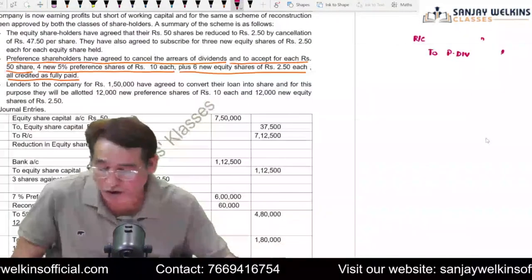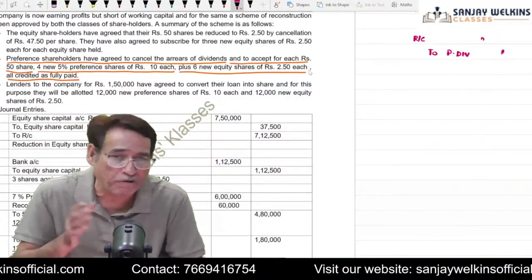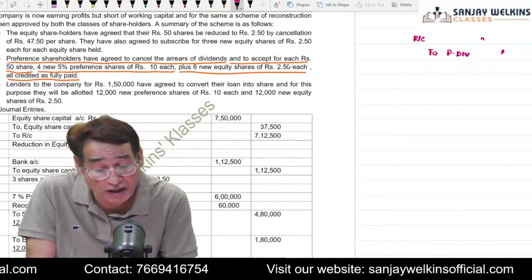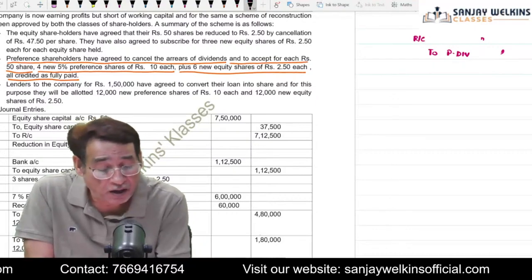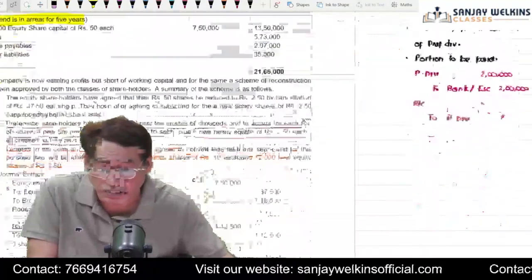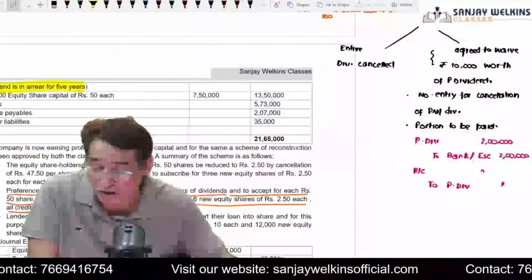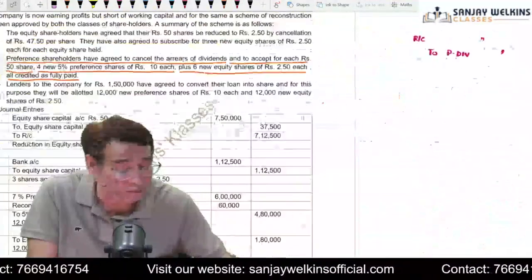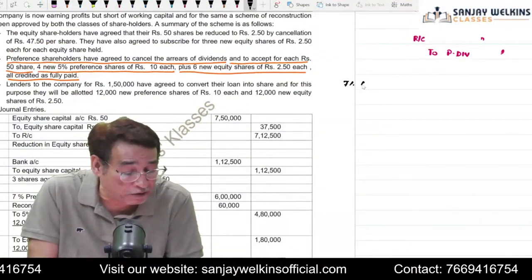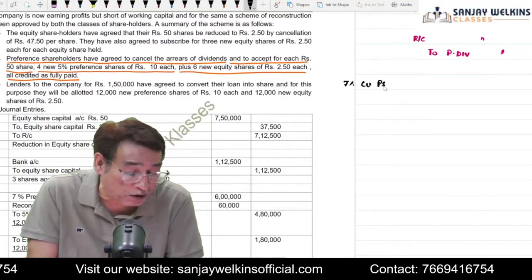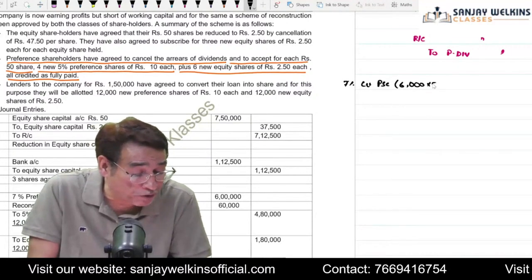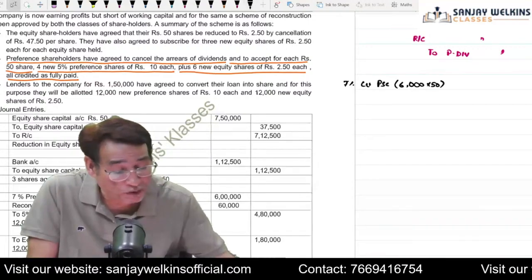Now, coming back to this particular question. It says preference dividend is cancelled in its entirety. Further, it is written about the exchange for each 50 share. We have already seen that in this question, our preference share capital account is 7% cumulative preference share capital account. There are 6,000 shares at present, and one share is of rupees 50 each.